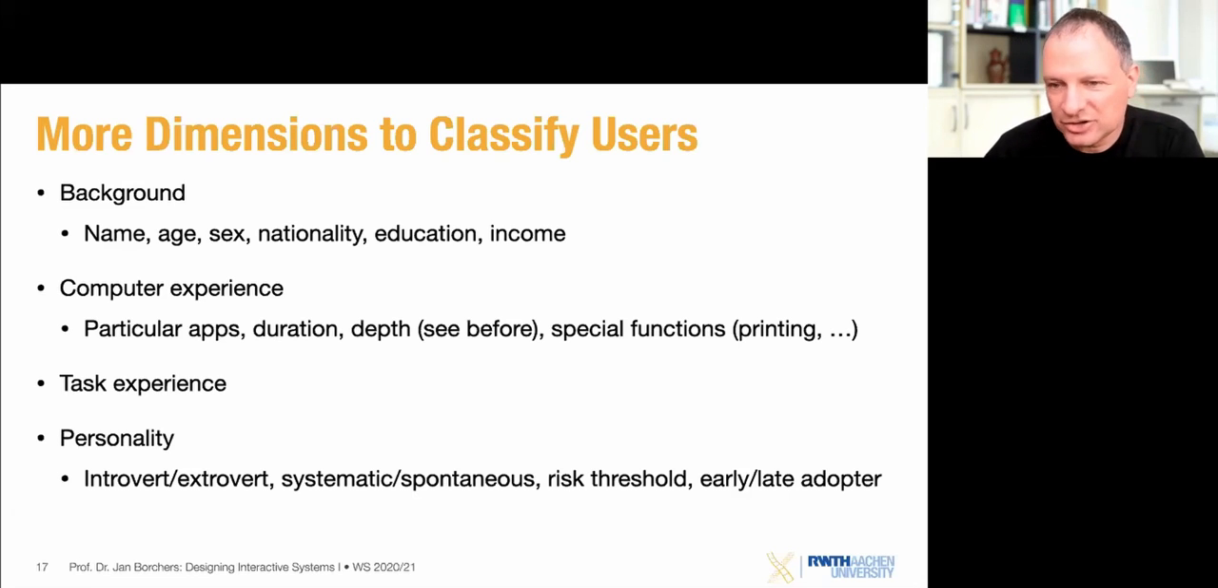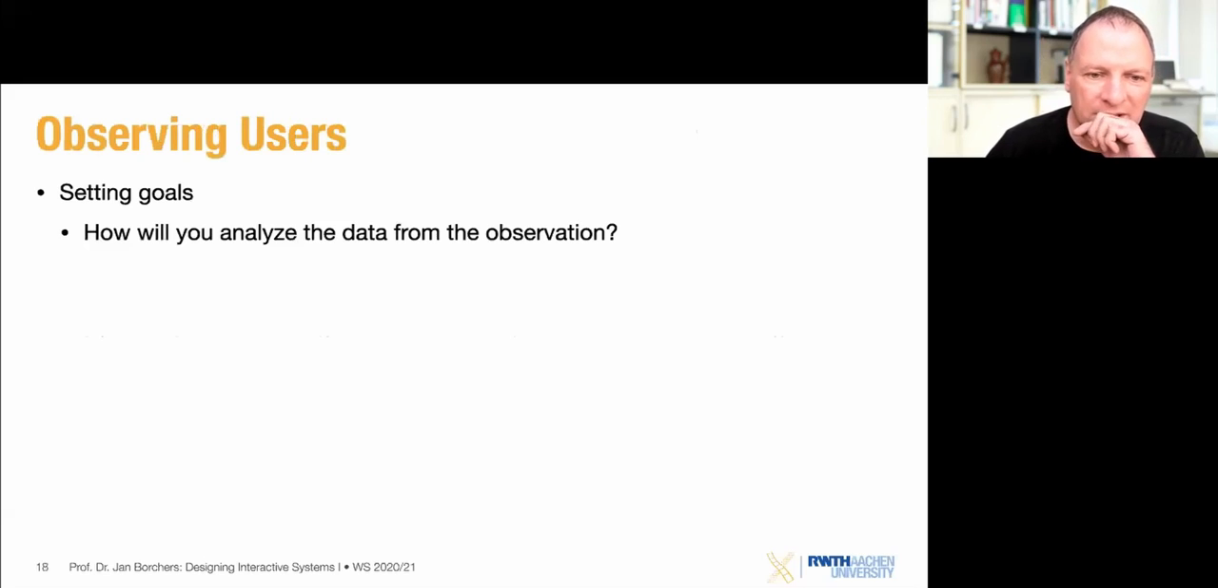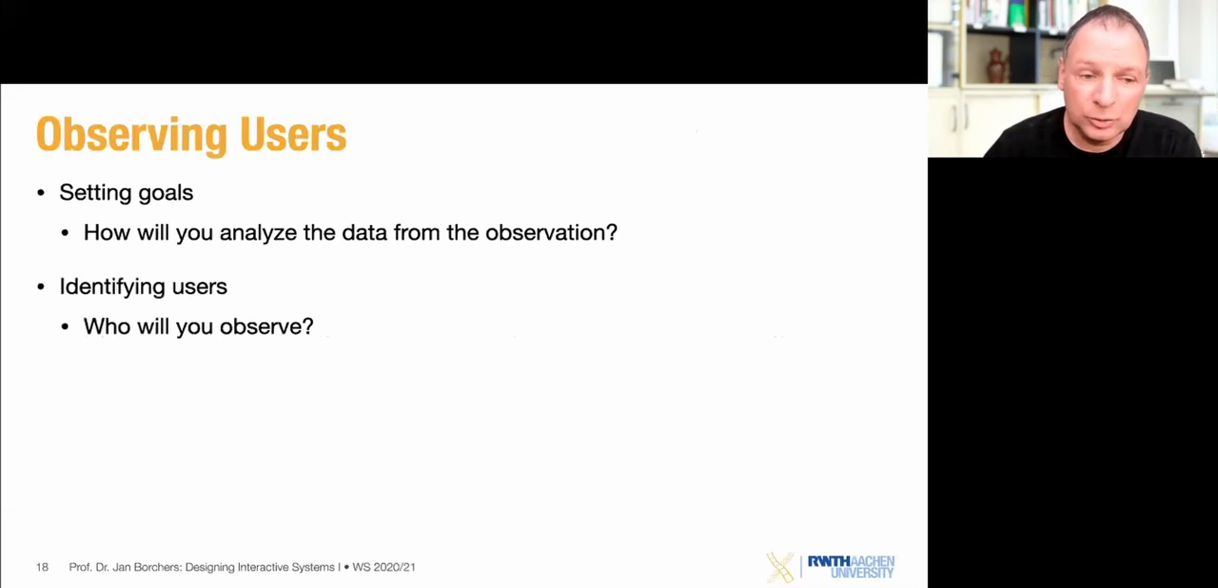This was a couple dimensions of classifying users, and we're now going to talk about how we can actually observe users. There are a couple things that are important when you try to observe users. You need to figure out, first of all, what's the data you want to collect? How will you analyze that data from your observation? Who will you be observing? So identifying who that is.